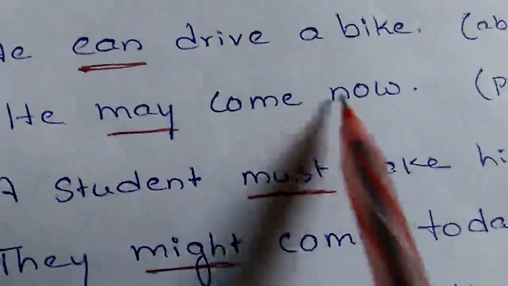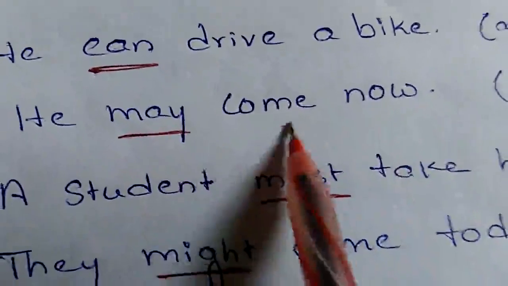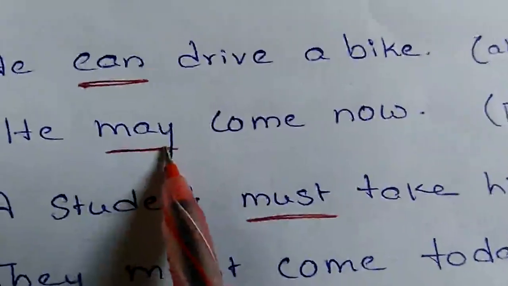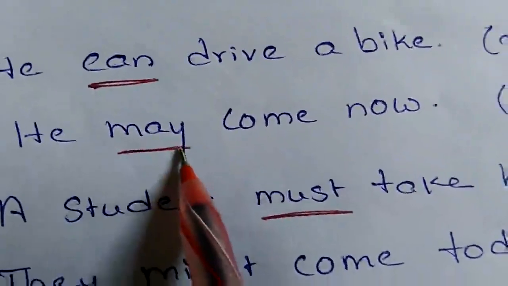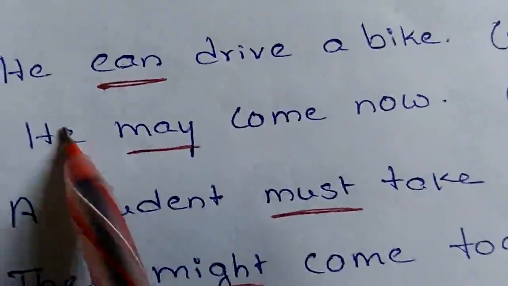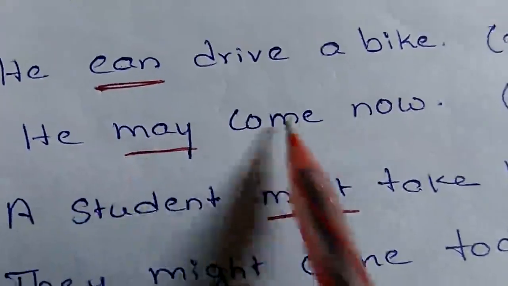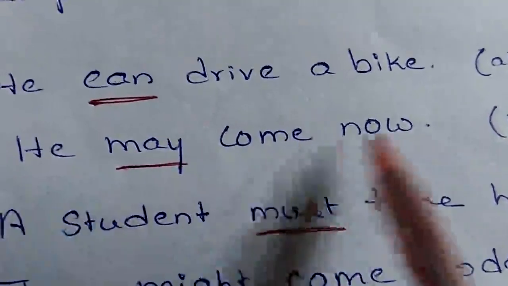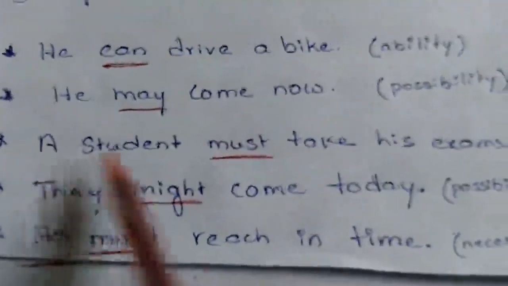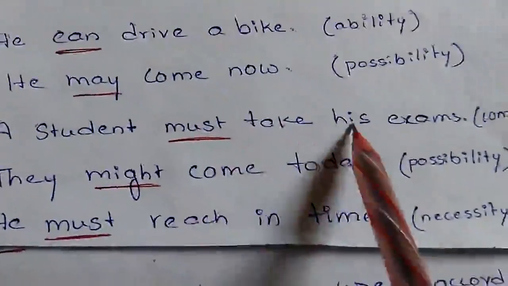Now we see the second example. He may come now. Come is the main verb. May is the helping verb, and of course it's a modal auxiliary, which gives the information that this subject, he, may come now. That means may is showing the possibility of his coming now. And now see the third example. A student must take his exams.